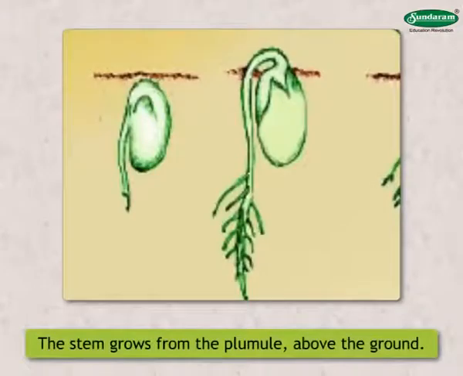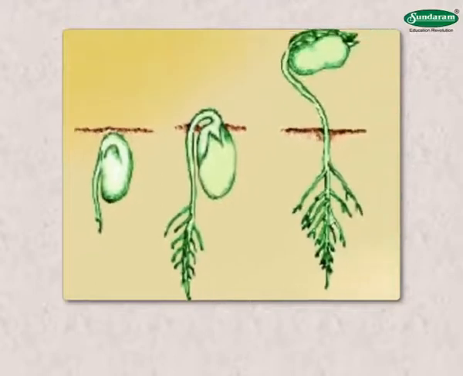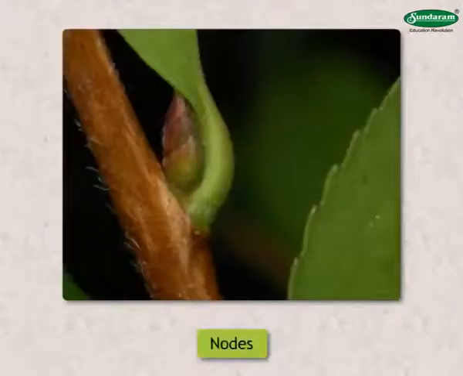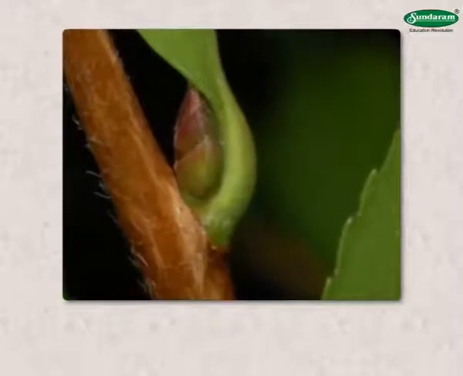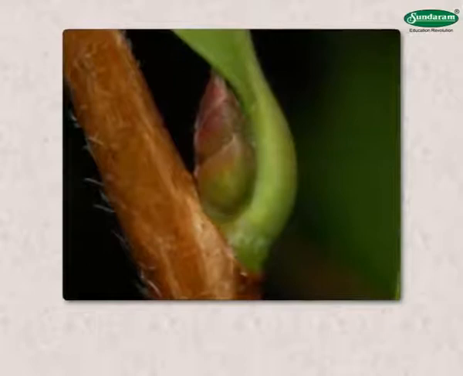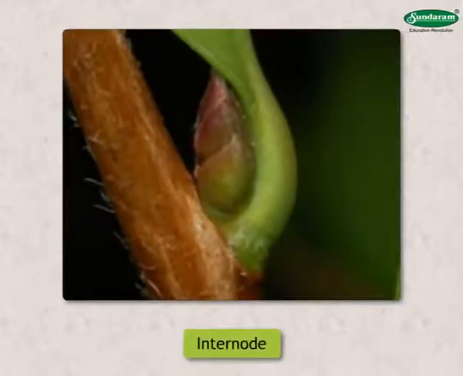Stem. The stem grows from the plumule above the ground. As the plumule grows, the height of the stem increases. The stem has nodes. Leaves grow on the stem at the nodes. The part of the stem between two nodes is called the internode.